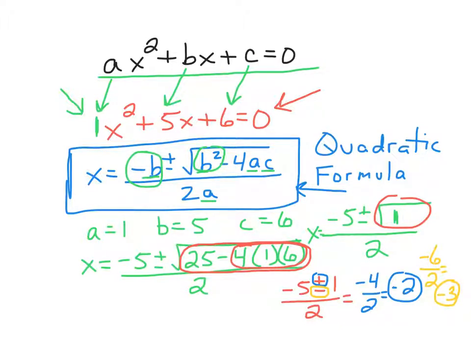So my two answers are negative 2 and negative 3, which are the exact same answers I got when I went through and factored it earlier. So the quadratic formula is just another way to go through and solve quadratic equations. You just need to memorize this particular formula, the quadratic formula, and be able to apply it.